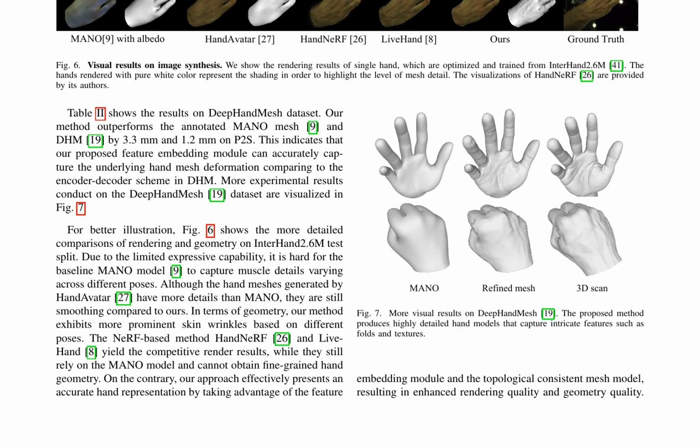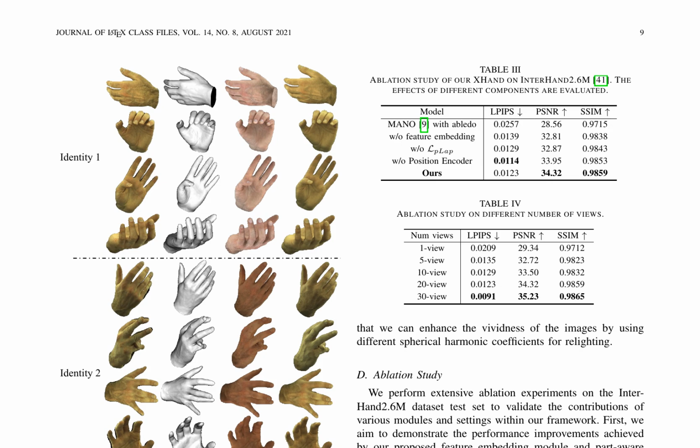The visual results on image synthesis and geometry on InterHand2.6M test split demonstrate that the XHand model can accurately capture the underlying hand mesh deformation and exhibit more prominent skin wrinkles based on different poses. The proposed feature embedding module and topological consistent mesh model result in enhanced rendering quality and geometry quality. The proposed XHand method efficiently drives personalized hand expressions from arbitrary hand gesture inputs, as demonstrated in Fig.